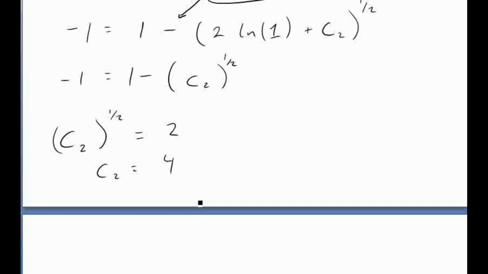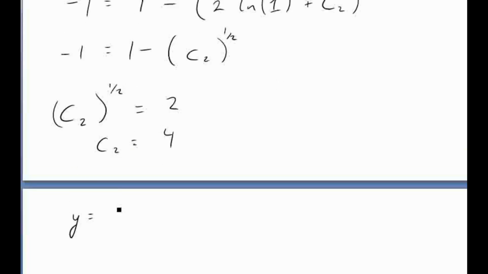Okay, well then, that means that our solution is y is equal to 1 minus, and we didn't know if it was going to be plus or minus. That was something the initial condition was going to have to determine for us. 2 times the natural log of the absolute value of t plus 1, plus 4, all to the 1/2.